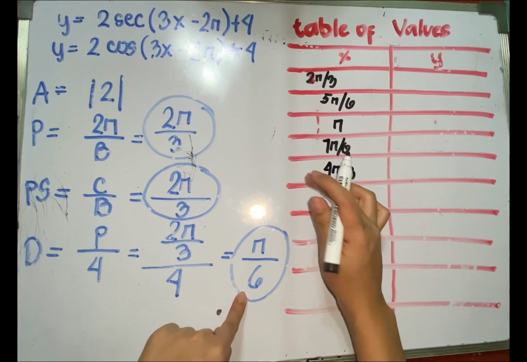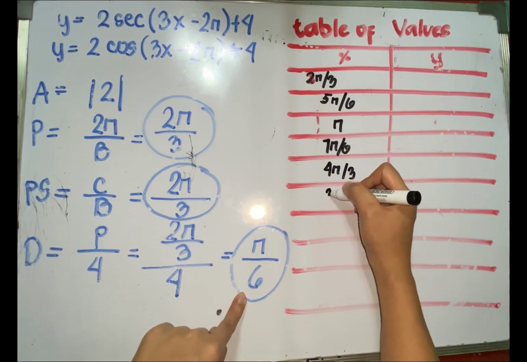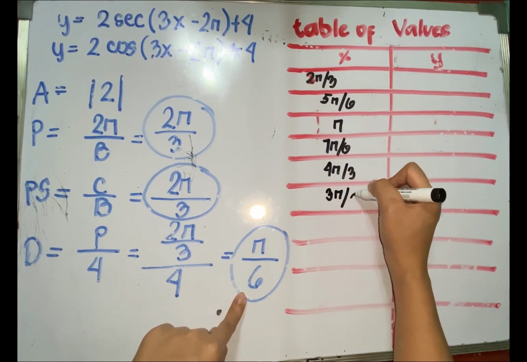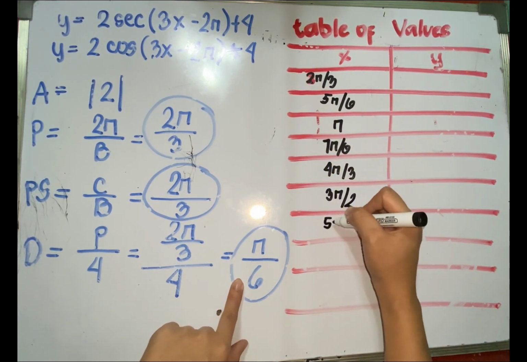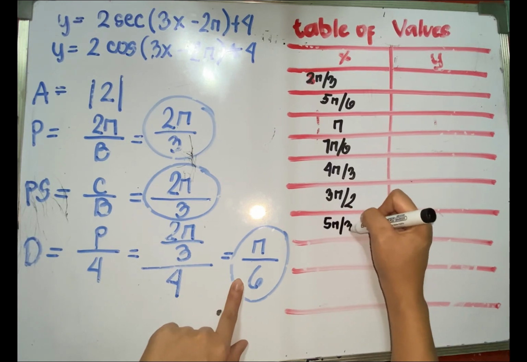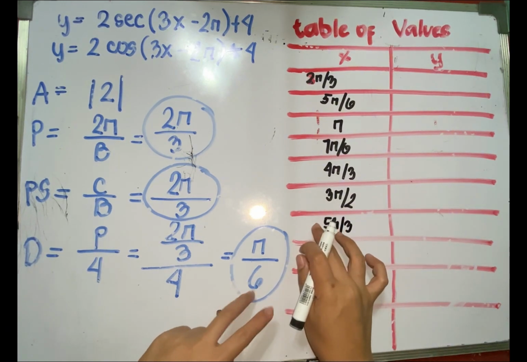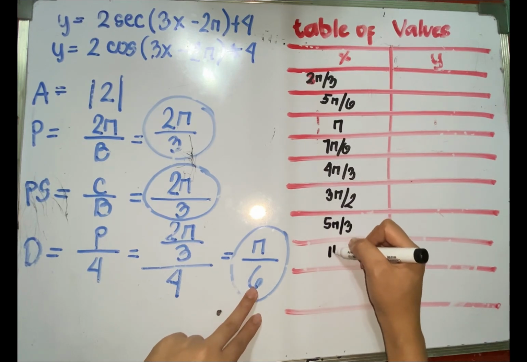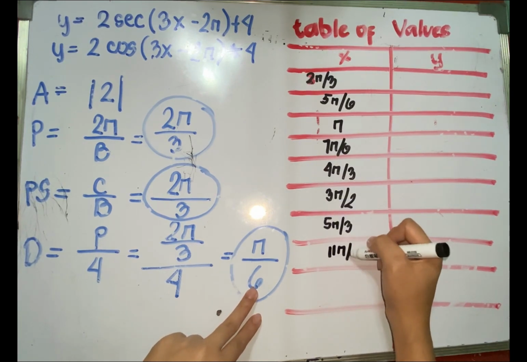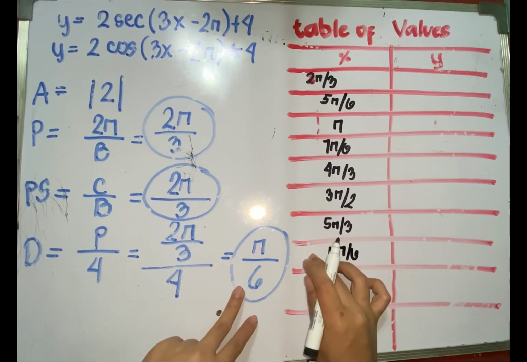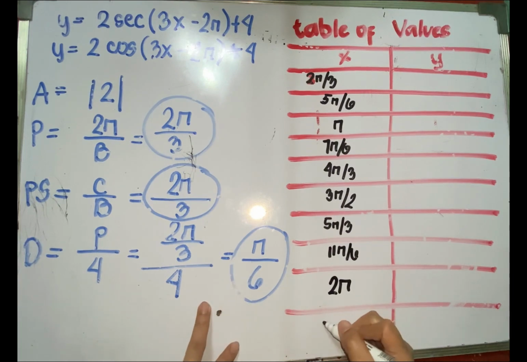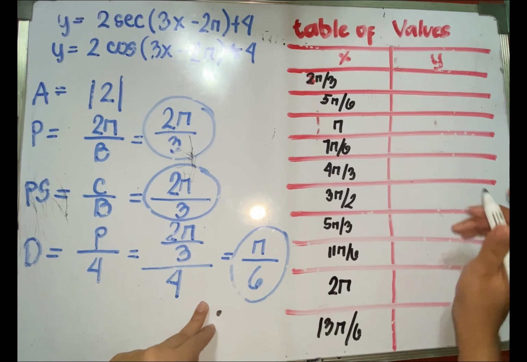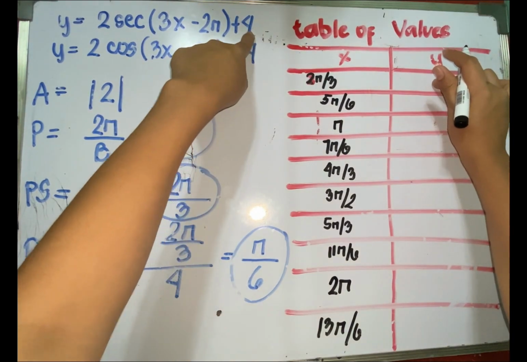Then 4 pi over 3 plus pi over 6 is equal to 3 pi over 2. Then 3 pi over 2 plus pi over 6 is equal to 5 pi over 3. Then 5 pi over 3 plus pi over 6 is equal to 11 pi over 6. Then 11 pi over 6 plus pi over 6 is equal to 2 pi. Then lastly, 2 pi plus pi over 6 is 13 pi over 6. Since we are done with our x, let's move to y.